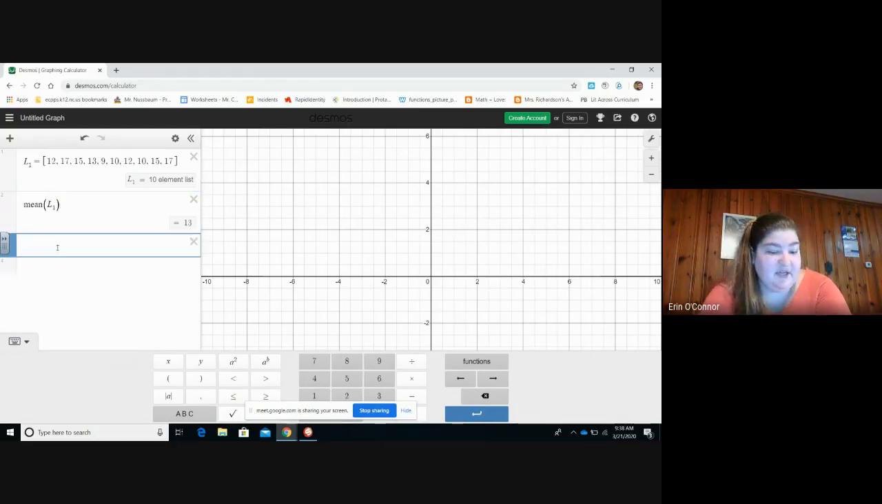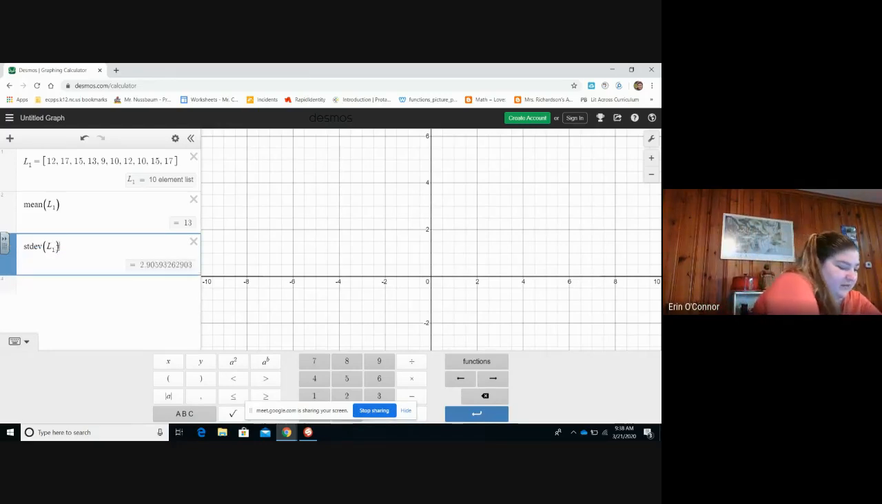Next up, we have standard deviation. So STDEV and then of L1. And that's 2.91. You guys might be wondering why I rounded to 2.91. It's because it's 2.905. And the 5 after that 0 means I'm rounding up to 1.